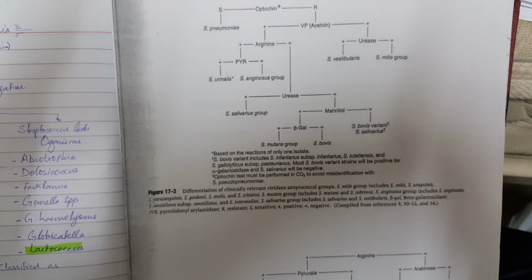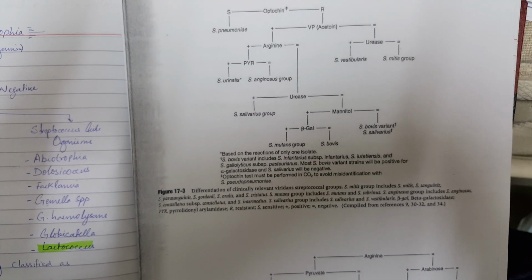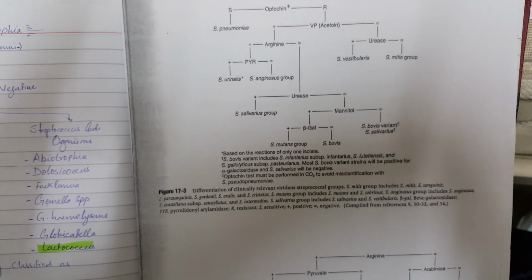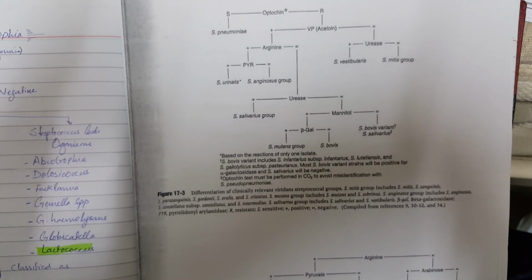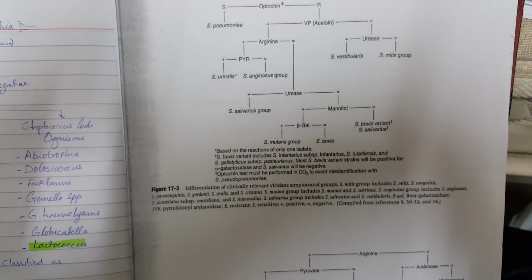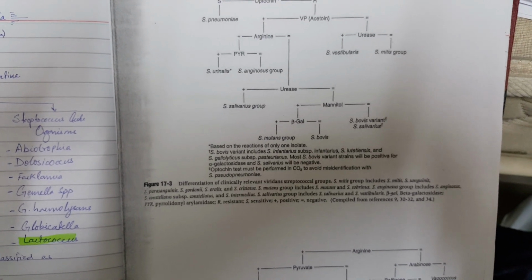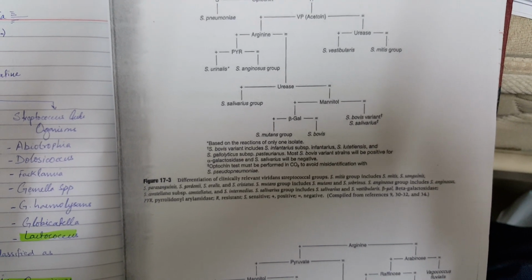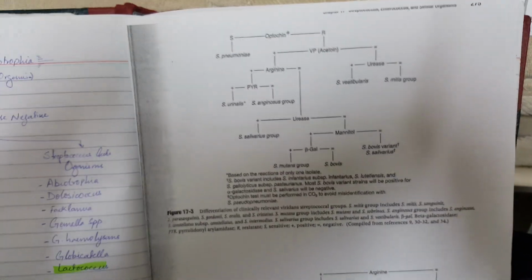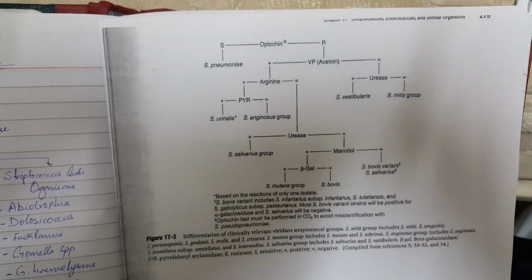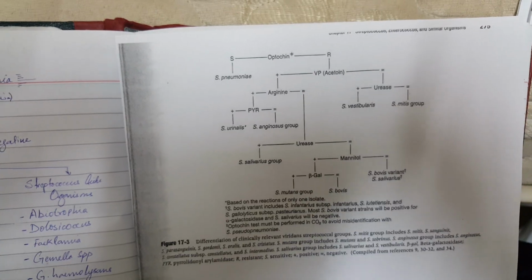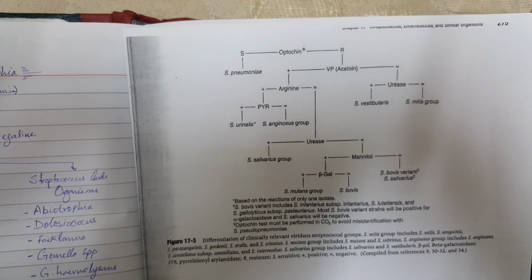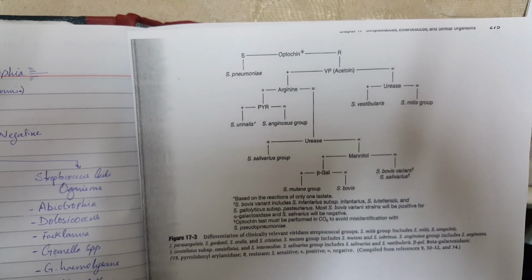If the urease is negative, arginine is negative, mannitol is positive, and also the VP positive organism, we check for beta-galactosidase. If the beta-gal is positive, it is considered Streptococcus mutans group, and if it is negative, it is suspected as Streptococcus bovis group. Further, in this VP negative group, we use the urease test, and if the urease is positive, then it is Streptococcus vestibularis, and if it is negative, it is Streptococcus mitis group.